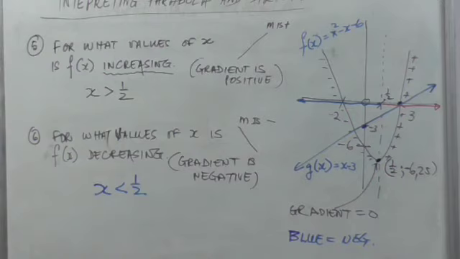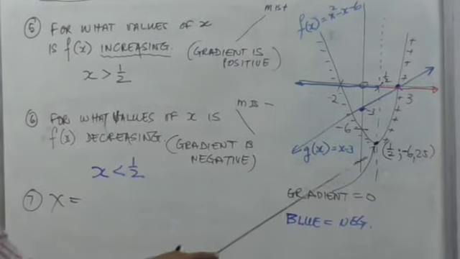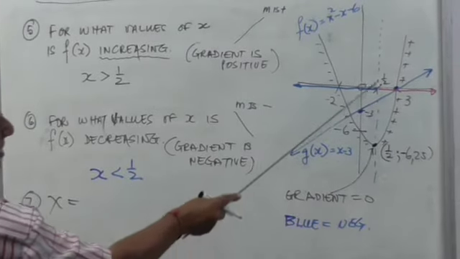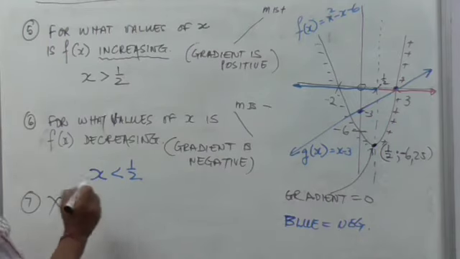Alright, let's see now. Next question, number 7. Write down the equation of the axis of symmetry. It is given there. There's the axis of symmetry, that's half. You can read it from there: x is equal to half.